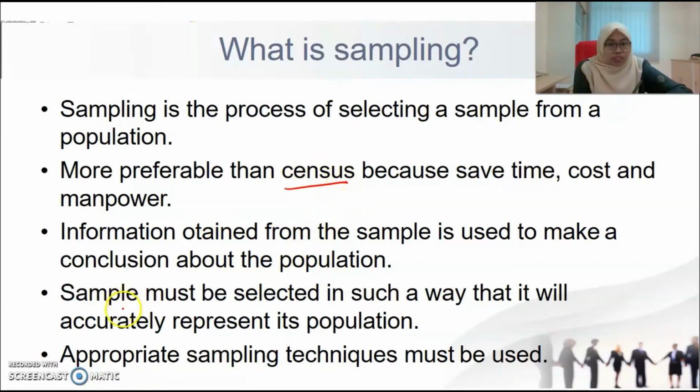The information obtained from the sample is used to make a conclusion about the population, and the sample must be selected in such a way that it will accurately represent its population. In order to do so, appropriate sampling techniques must be used.